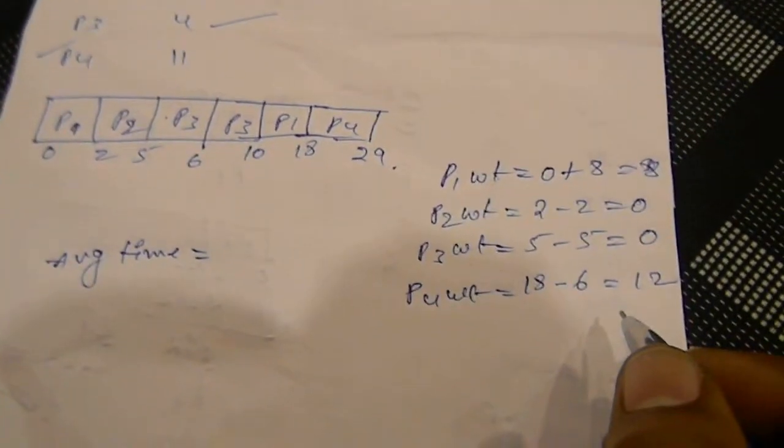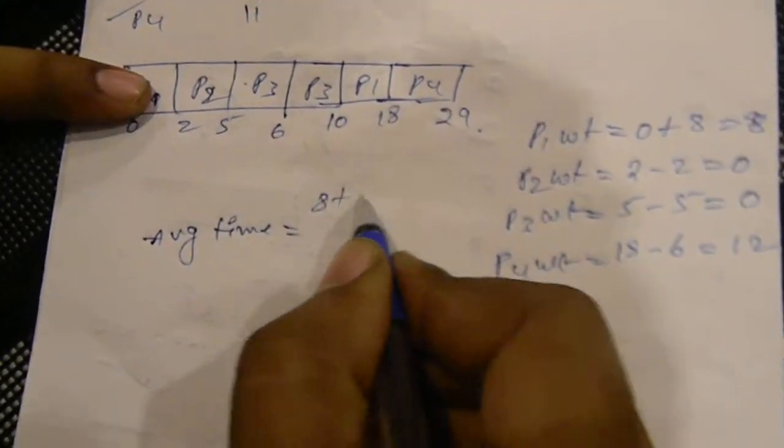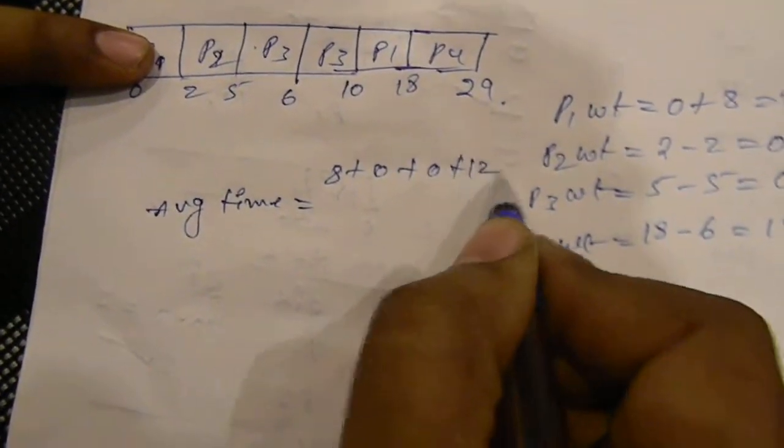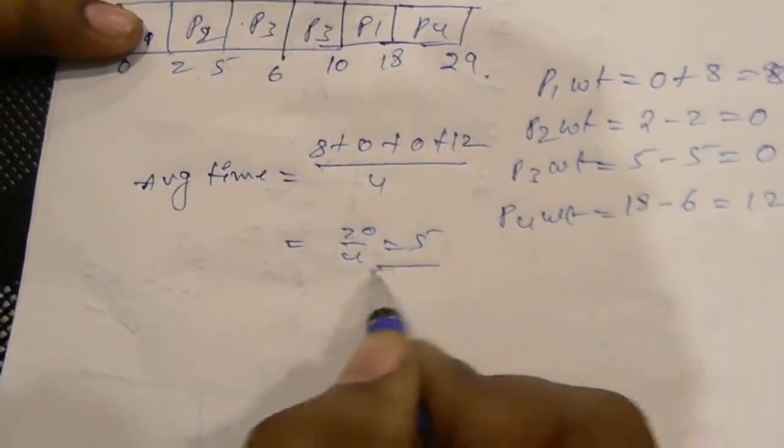Coming to average waiting time, 8 + 0 + 0 + 12 divided by 4, that is 20/4, 5. Now the average waiting time is 5 milliseconds.